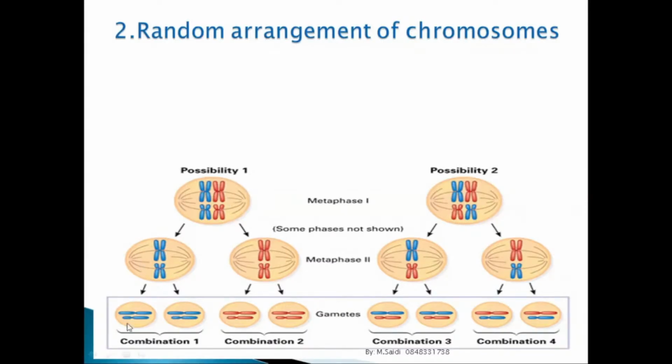So you end up having different combinations. For example, in this case, you're going to have this, you're going to have this. In this case, you're going to have this, you're going to have this, and then you have another combination, you have another combination. So you end up having many combinations.